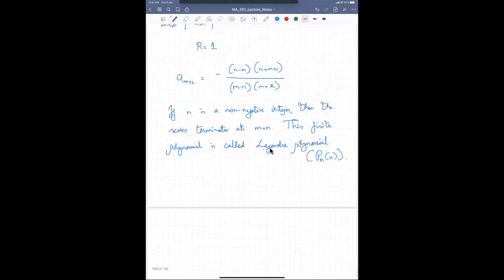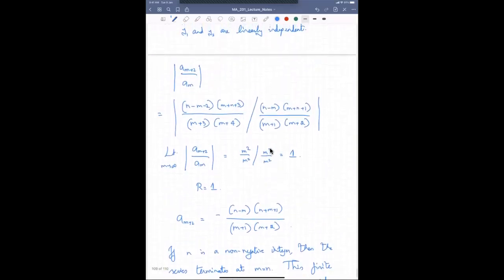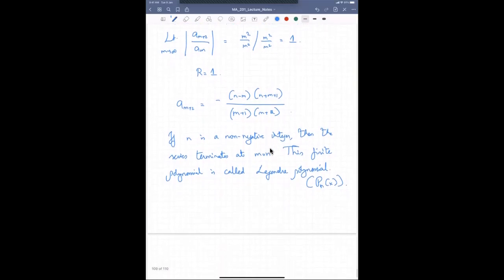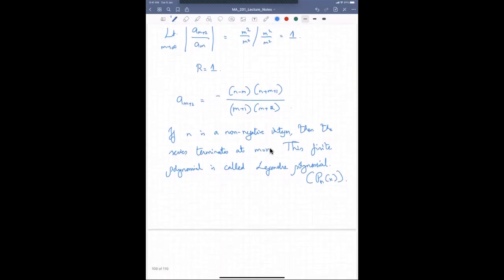Remember that the general solution is an infinite series solution, but the Legendre polynomial arises if n is chosen to be a non-negative integer, in which case one of these two series will terminate. So this polynomial is called the Legendre polynomial. We'll stop here for today, and then we will talk more about Legendre polynomials in the next lecture.